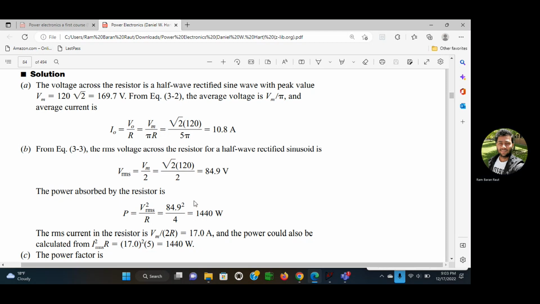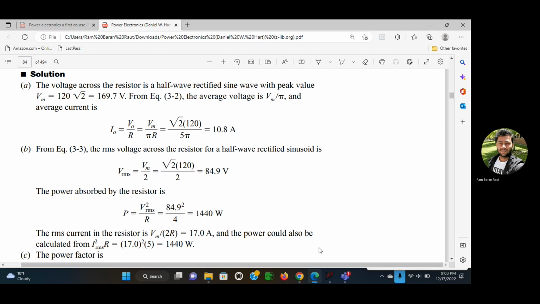So here we have 120 divided by the square root of 2 to get the VRMS. VRMS for the half wave rectified sinusoid voltage. And that needs to be squared and divided by 5, so we can get the power, which is almost 1.44 kilowatt.